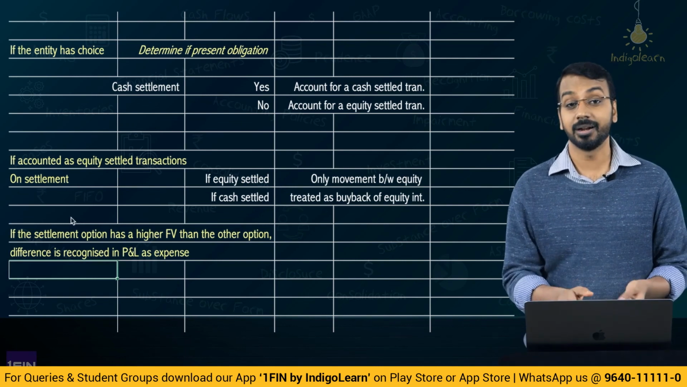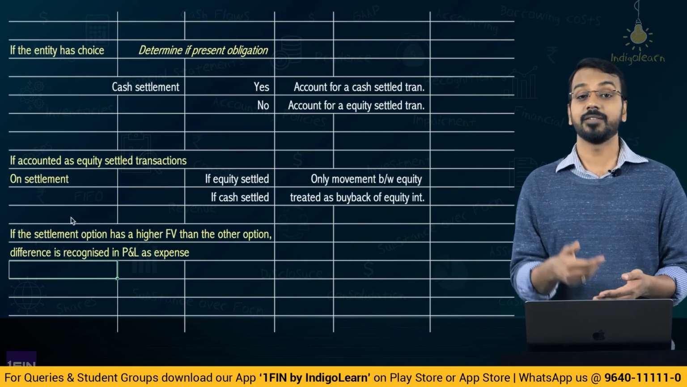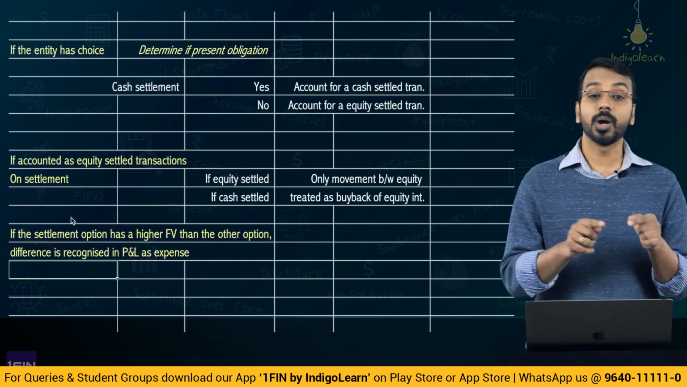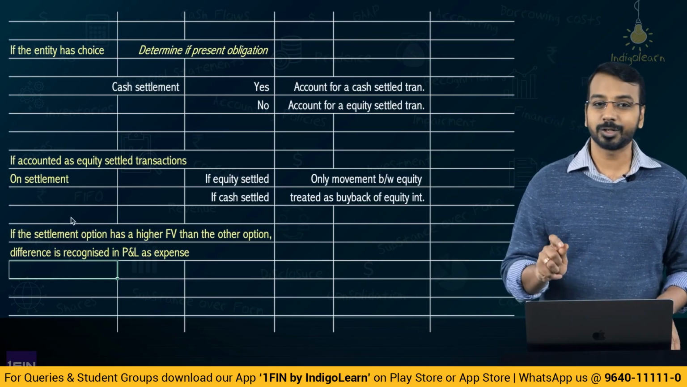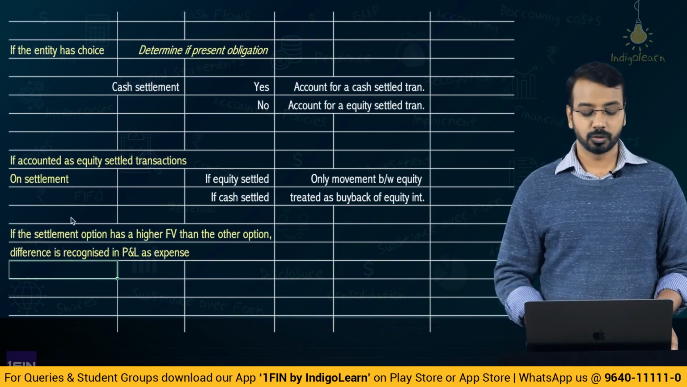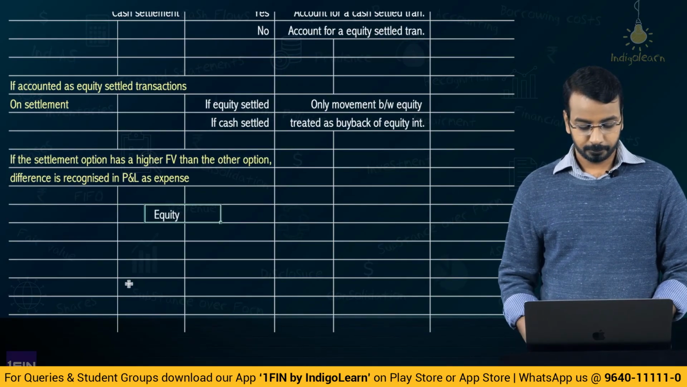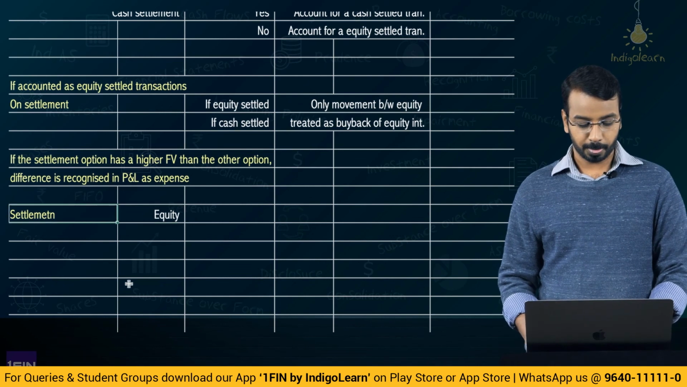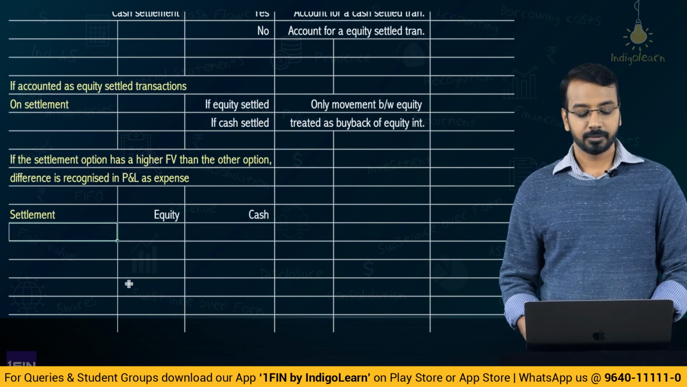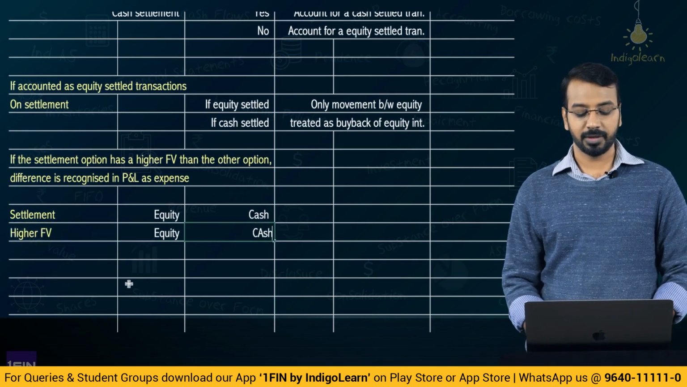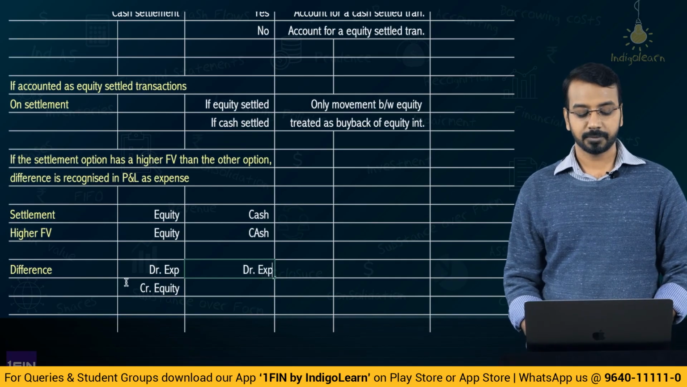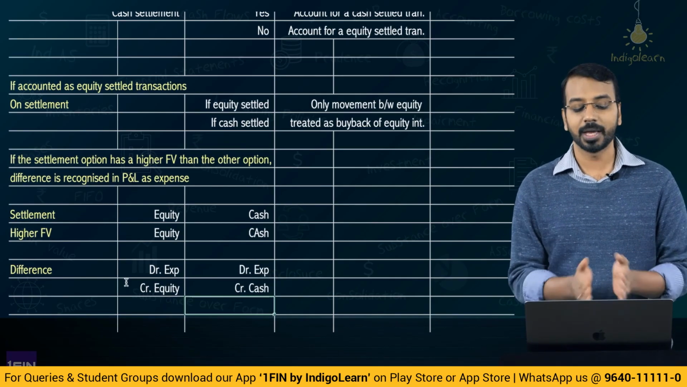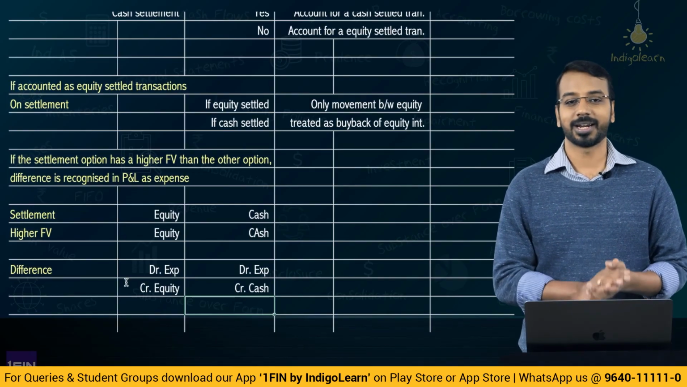So whether it is equity settled or cash settled, if you are settling it at a higher value, that is, let us say the fair value of equity settlement is higher than the fair value of cash settlement, and you still go ahead and settle it at the fair value of equity, then the difference between the fair value of equity and the fair value of cash will be debited to P&L and credited to cash or equity depending on the settlement mode that has been chosen. So settlement is, say, in equity, second case is cash, and higher fair value is of equity, and here also higher fair value is of cash, then difference debit expense, credit equity, and here debit expense, credit cash. Okay, so that is how you will do the accounting for share based payment transactions with cash settlement alternatives.